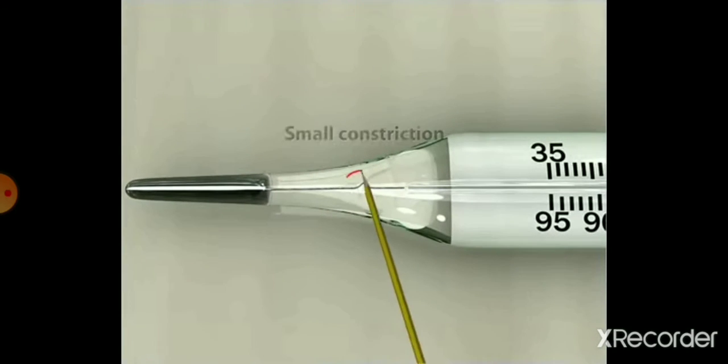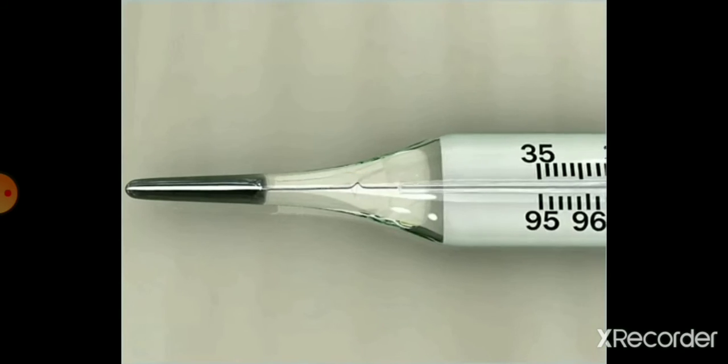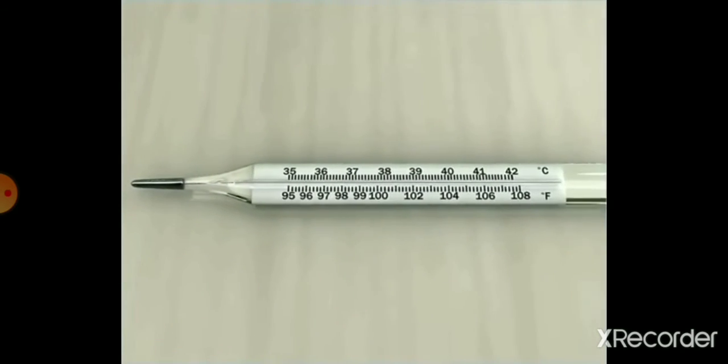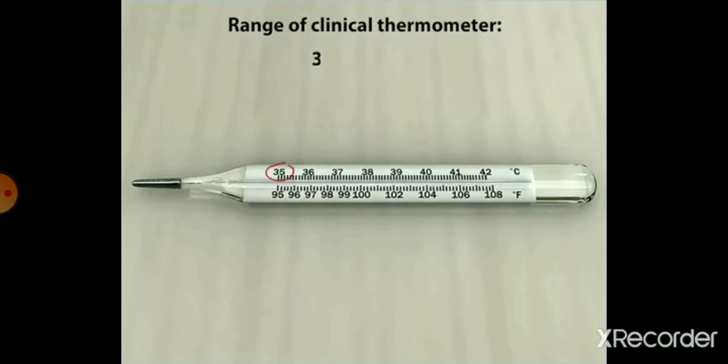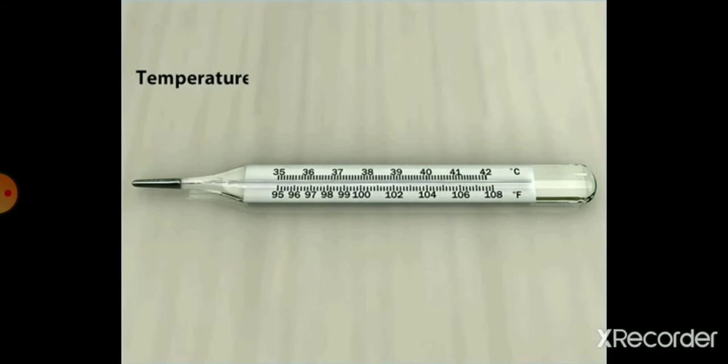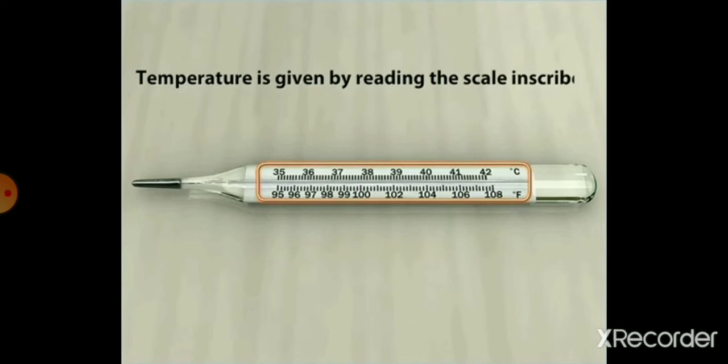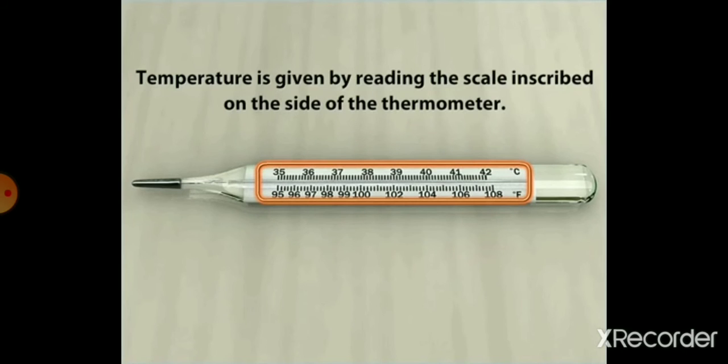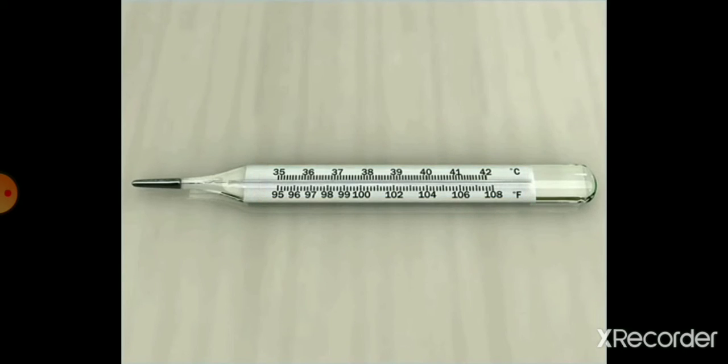Here also you can see a small constriction. We know it by the name of kink. And the range is also shown to you. So the range for this kind of clinical thermometer is from 35 degrees Celsius to 42 degrees Celsius, and in the Fahrenheit scale it's from 95 degrees Fahrenheit to 108 degrees Fahrenheit. So the temperature is given by reading the scale inscribed on the side of this kind of thermometer.